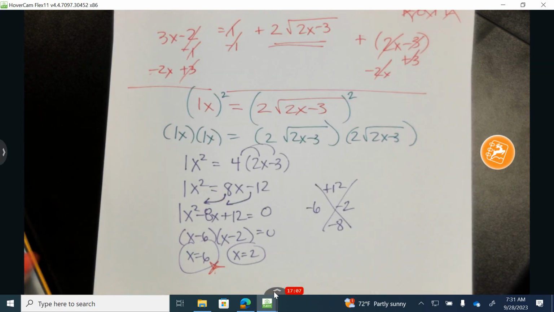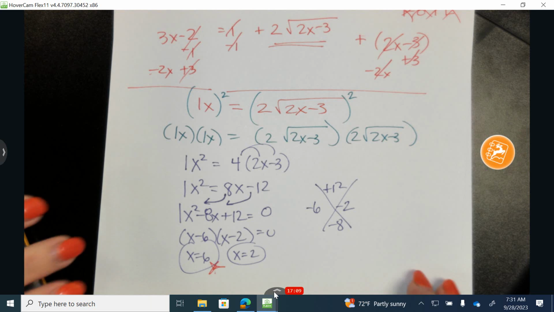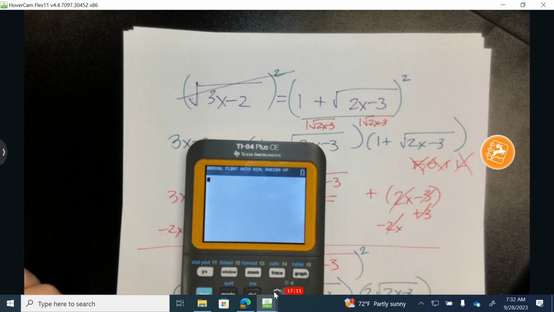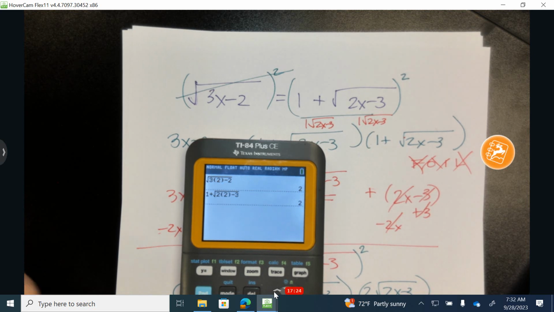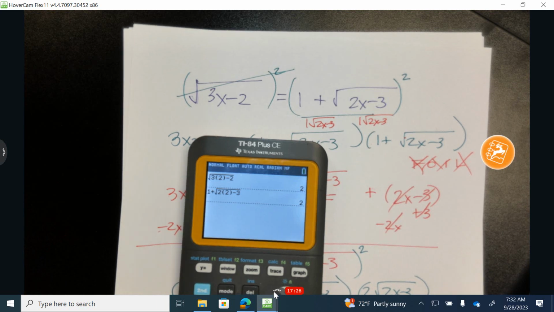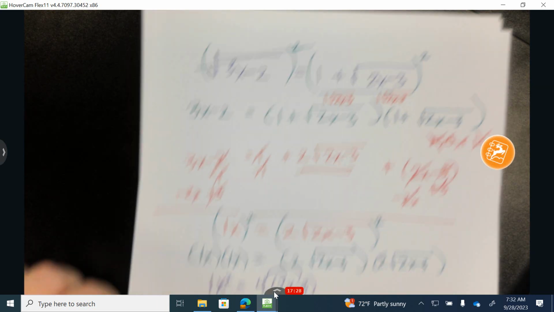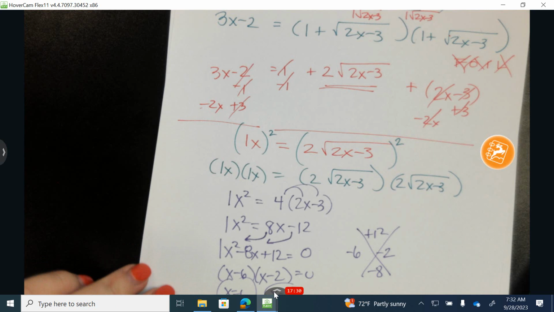Now I'm going to try 2. Grab a calculator and do 2 right now. Don't wait for me to do it. Works both ways. That means both 6 and 2 are solutions.